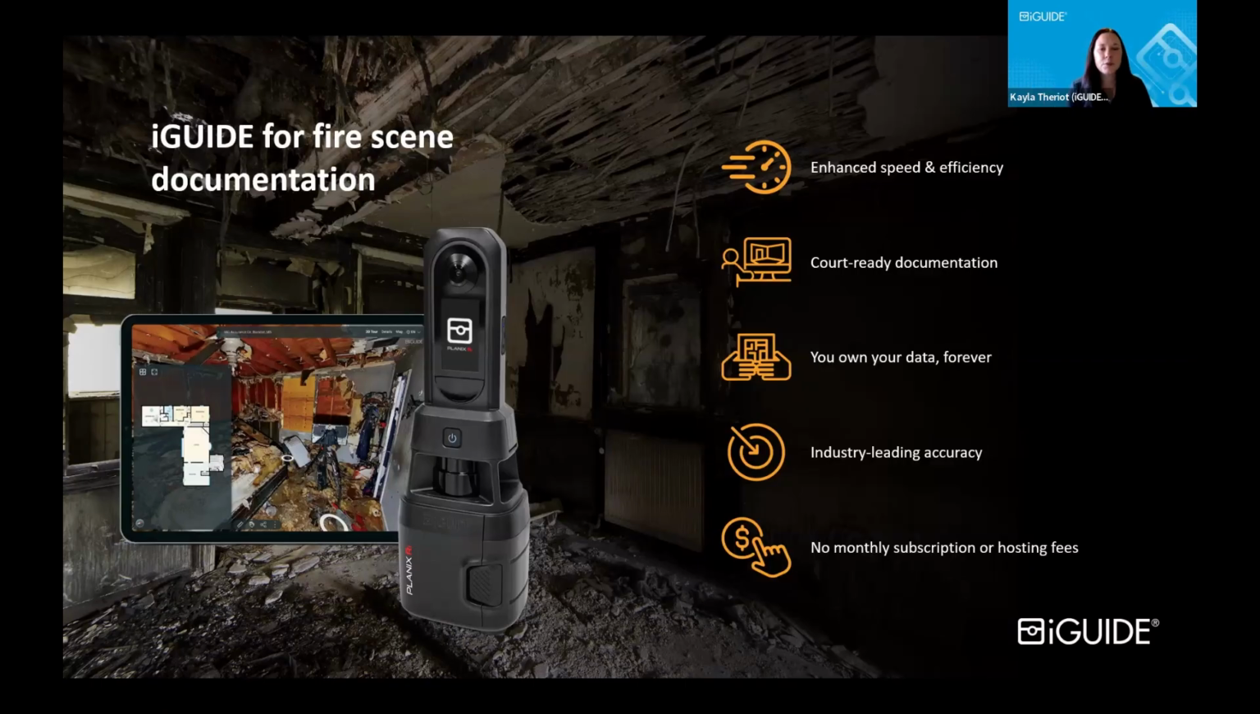Some things that separate iGUIDE from other technologies on the market: with iGUIDE, you own your data. So there's no monthly subscription or hosting fees. You're paying per project. And then once you've paid for that project, that data is yours, meaning you can download an offline version of the virtual tour, as well as all the panoramic images and all the data that go along with your project. You can download that offline version, store it on your computer, put it on a thumb drive, store it on an external hard drive that's yours to keep indefinitely.